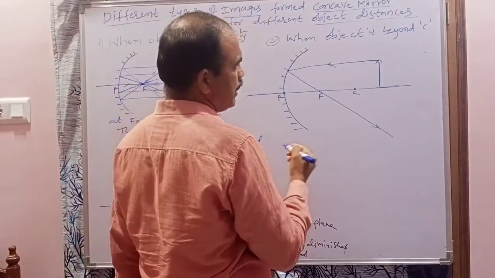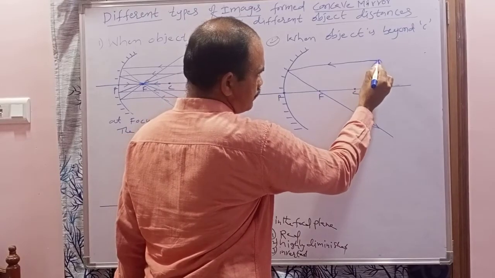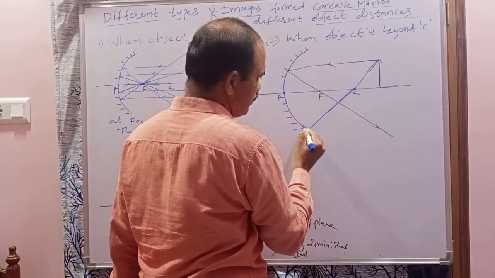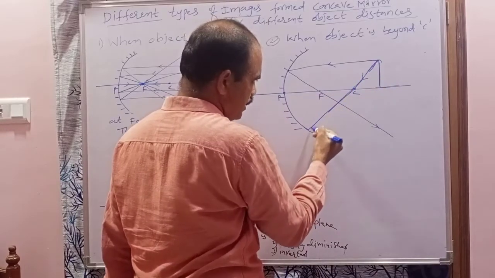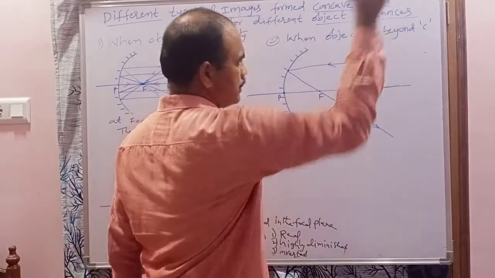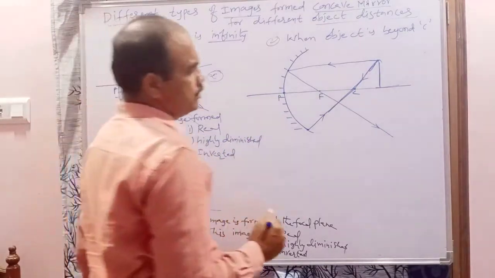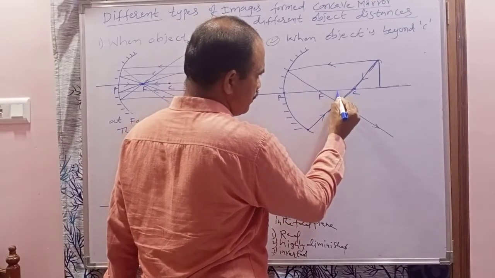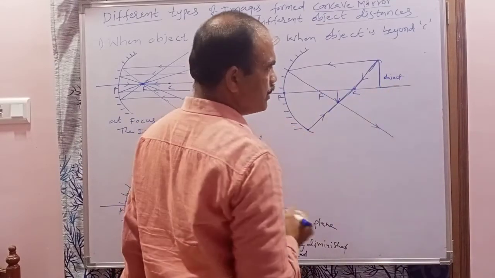Next, I am taking another ray that is passing through center of curvature. This is the incident ray passing through center of curvature. After incidence at this point, what happens? It returns along the same path. Two rays are enough. Now where is the image formed? Here the reflected rays intersect. That's why the image will be formed here. This is the object and this is the image.